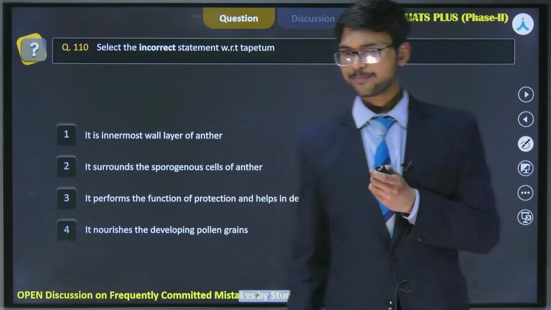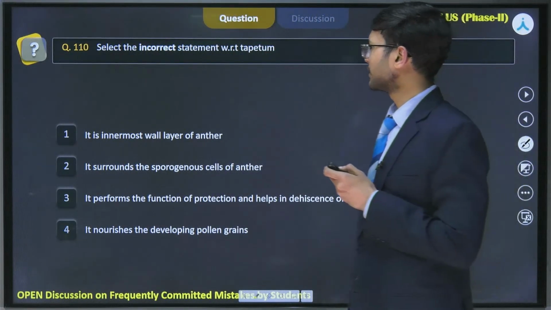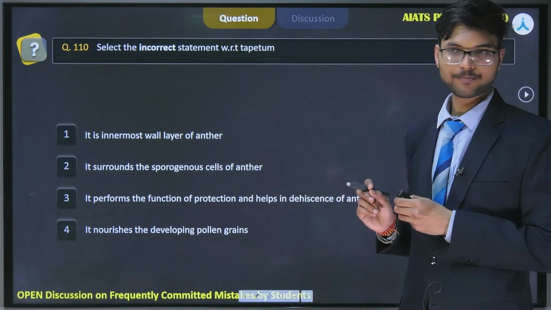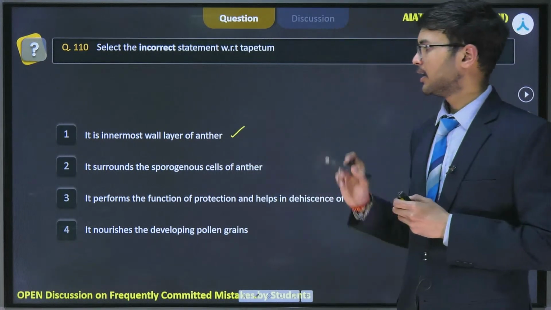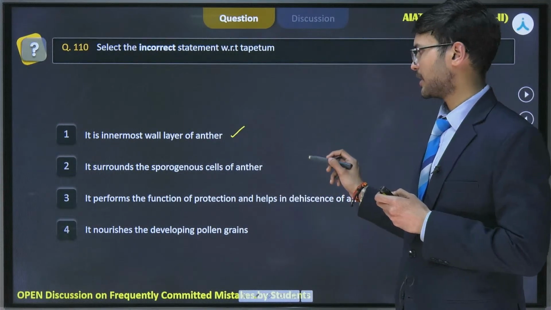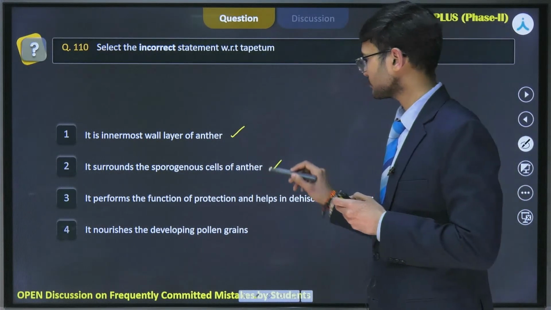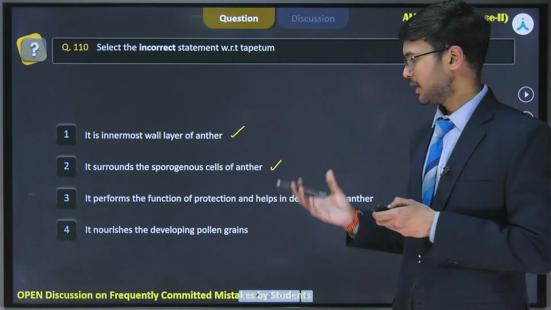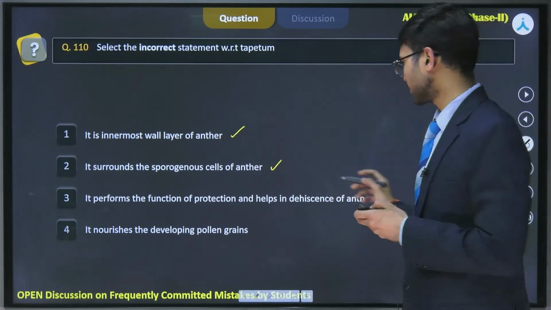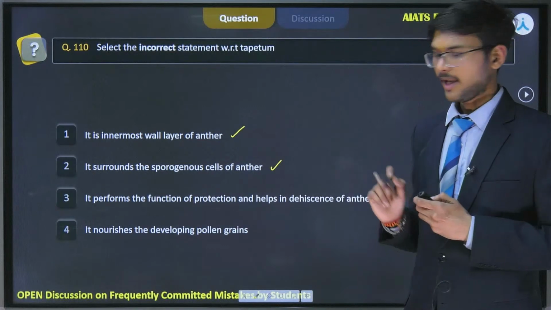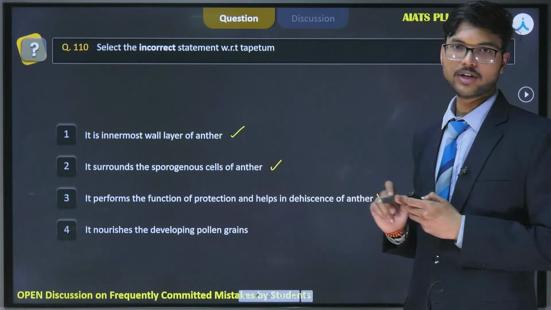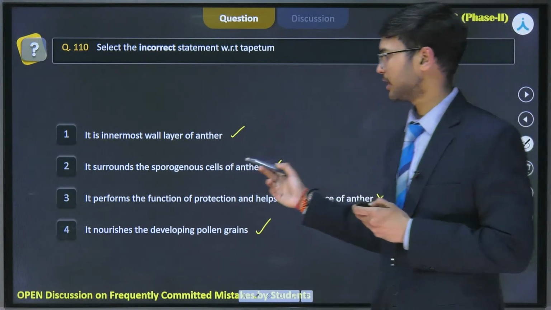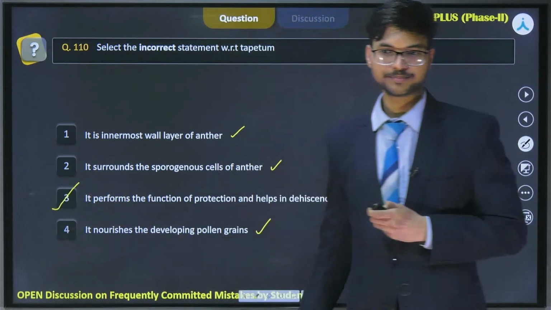Select the incorrect statement with respect to tapetum. The first option says that tapetum is the innermost wall layer of the anther. Okay, this option is correct. The second option says it surrounds the sporogenous cells of the anther. This is also true. The third option says it performs the function of protection and helps in dehiscence of the anther. No, the outer three wall layers of the anther perform this function. So this option is incorrect. And the fourth option says it nourishes the developing pollen grains, which is true. Since we have been asked about the incorrect statement, the correct answer will be option number 3.